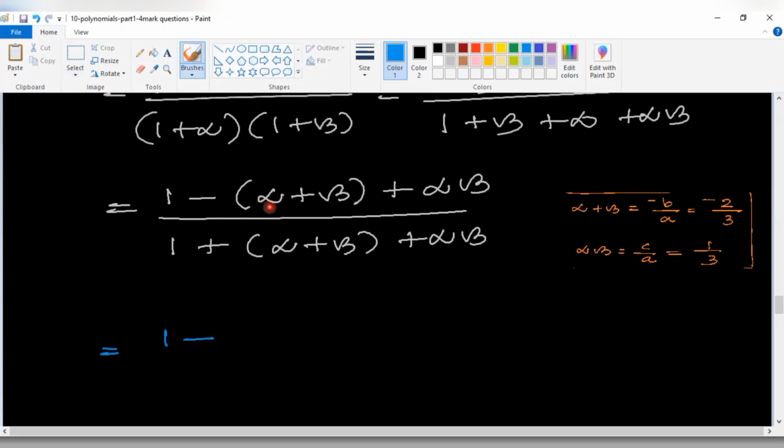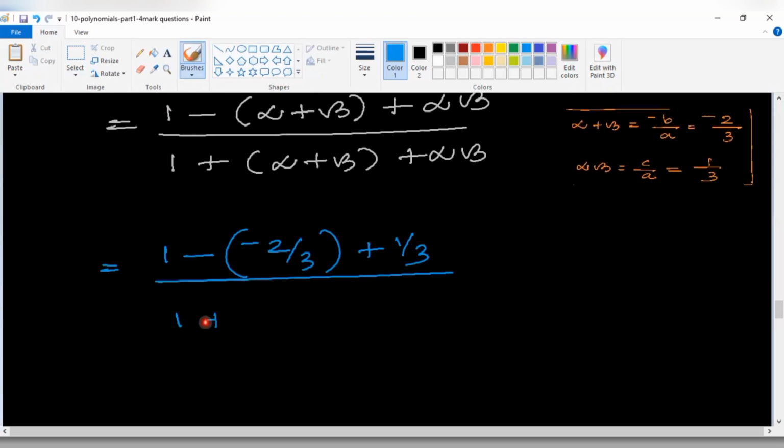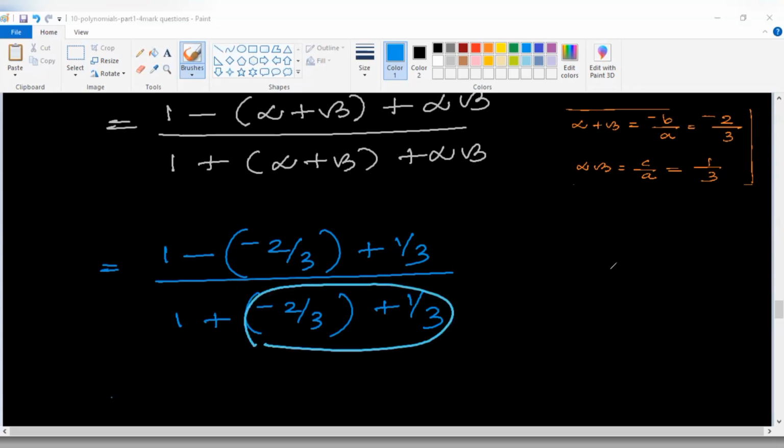The 1 minus alpha plus beta is minus 2 by 3, plus alpha beta is 1 by 3, divided by 1 plus alpha plus beta is minus 2 by 3, plus alpha beta is 1 by 3. As we have done in the previous question, let us do this. Minus 2 by 3 plus 1 by 3. Both have the same denominator, so just add the numerators together: minus 2 plus 1, minus 1 by 3. So it is minus 1 by 3.